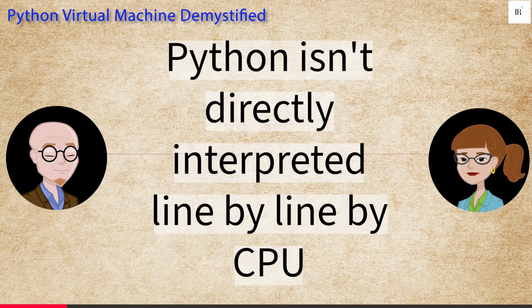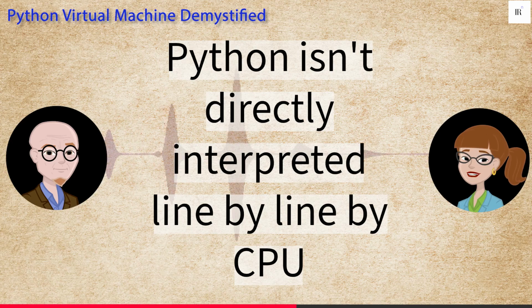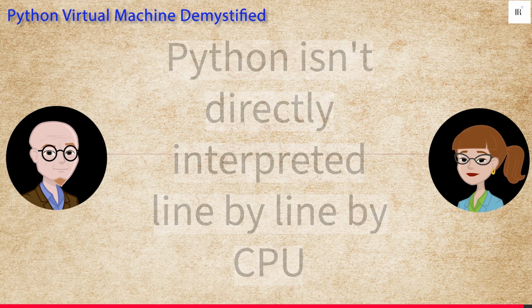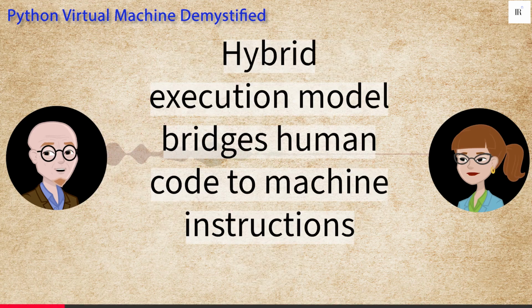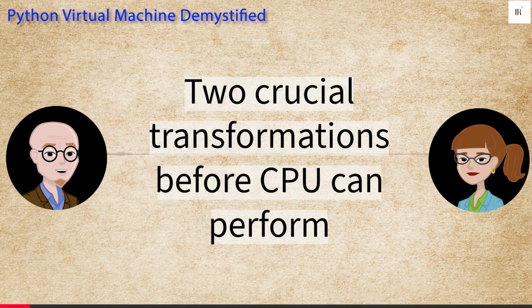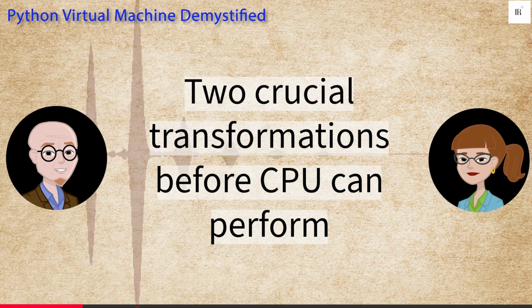Okay, let's unpack this then. If Python isn't just directly interpreted line by line by the CPU, then what is happening? Why does it need these extra steps? Seems complicated. Well, the fundamental challenge is bridging this huge gap. You've got the elegant, human-readable Python code we write on one side, and then the raw binary instructions a computer's processor actually understands on the other. Totally different worlds. Python tackles this with what's really a hybrid execution model.